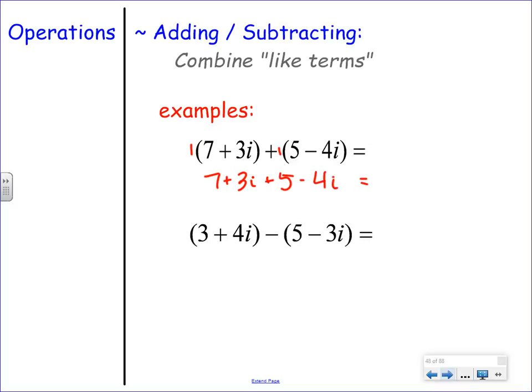True? But then we combine like terms and say, okay, what are our real pieces? 7 plus 5. So the real component will be 12. What are my imaginary pieces? 3i minus 4i. So my imaginary component will be plus -i or minus i. Same thing. You guys go. Don't kill anything. Do the subtraction. Keep going. Don't kill anything. Please, please.